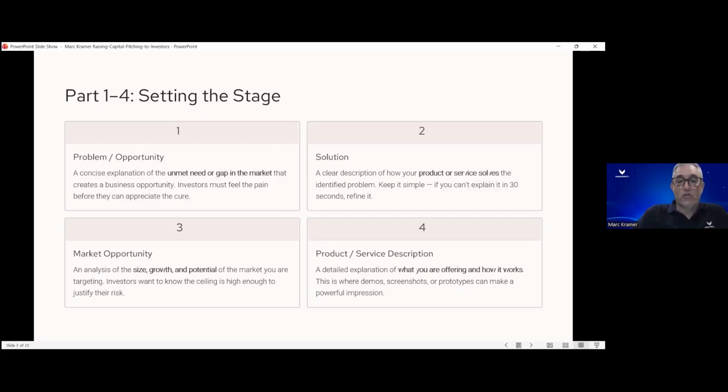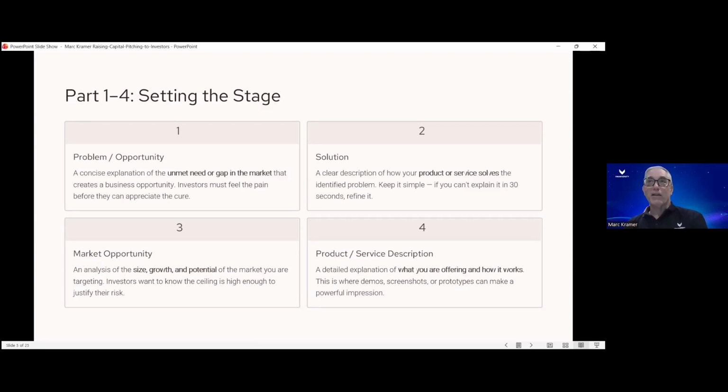So problem, opportunity, and then solution. Just a clear product or service, so that, as I mentioned, my mom can explain it to her Mahjong group. Again, if she can't explain it to them, I've got to keep rewriting it until she can easily explain it. Then there's market opportunity.